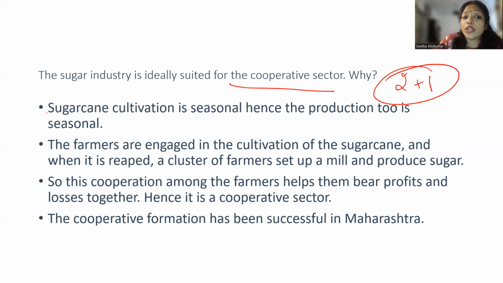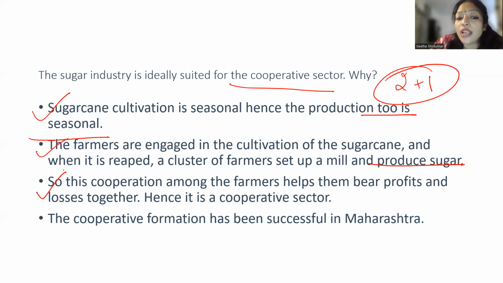So first point, sugarcane cultivation is seasonal, since the production is seasonal. Because it is seasonal in nature, definitely during the season only we are going to produce. The farmers are engaged in the cultivation of sugarcane, and when it is reaped, a cluster of farmers set up a mill and produce sugar. Cluster means many people come together, and then they produce.